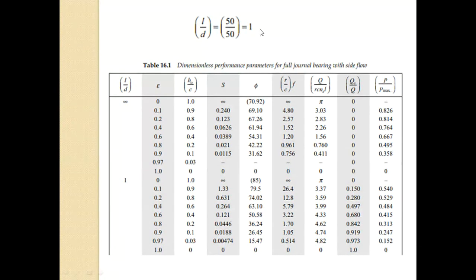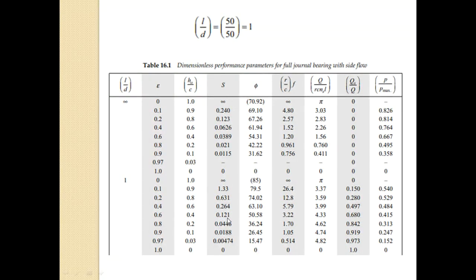Now see here, the L by D ratio is 50 divided by 50, which is equal to 1. So the value of L by D here is 1. For this one, more values are there: 0, 0.1, 0.2, 0.4, 0.6, 0.8, 0.9, 0.97 and 1. This is the value of epsilon. Again, H naught by C is there. The H naught by C values start from 1.0, 0.9, 0.8, 0.6, 0.4.